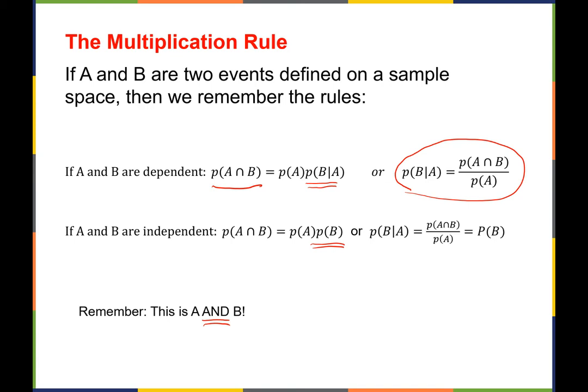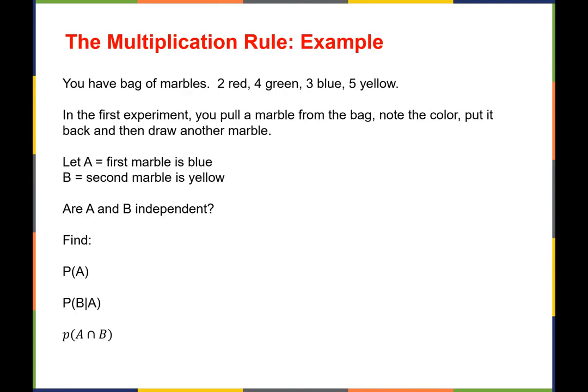Let's do an example of how this works. Let's have a bag of marbles: 2 red, 4 green, 3 blue, 5 yellow. In this first experiment, we're going to pull a marble from the bag and look at the color. We're going to put it back in the bag, and then we're going to draw another marble. Let A be that the first marble is blue, and B that the second marble is yellow.